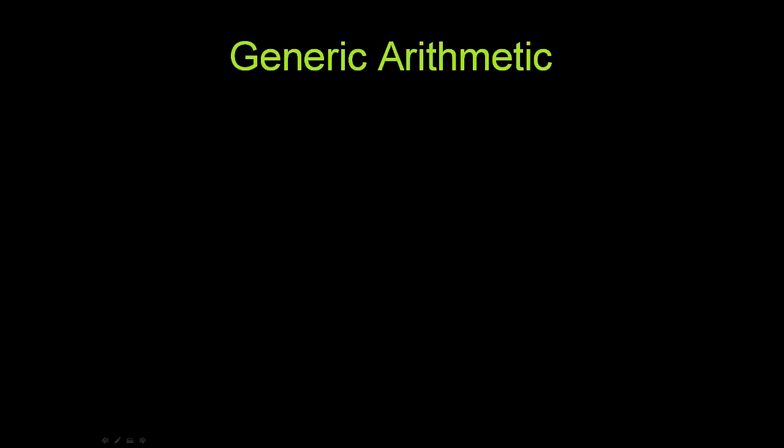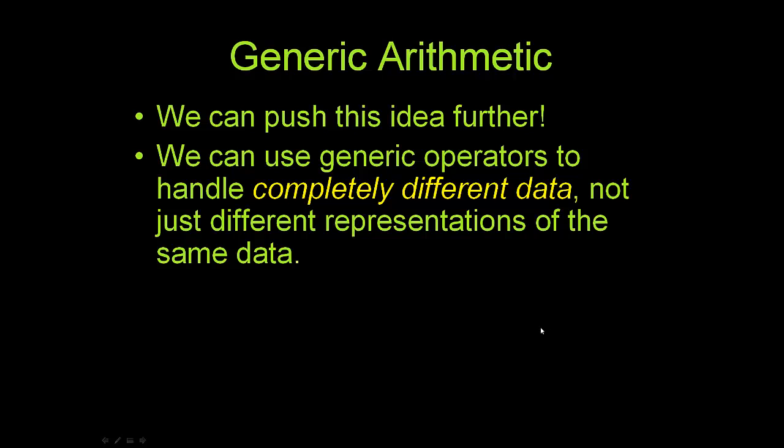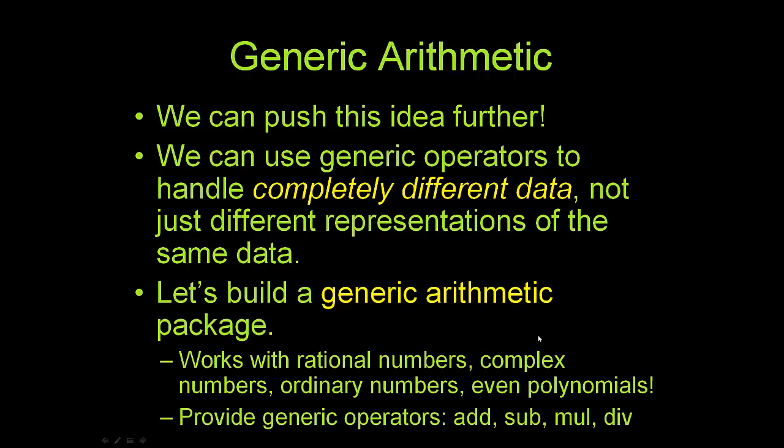Okay, now to check that you really understood what I said, we will now push this idea. Instead of just using generic operators to handle different representations of the same data type, we'll now use it to handle completely different data types. To do this, we'll build something called a generic arithmetic package. The idea is that we now want to work with rational numbers, complex numbers, ordinary numbers, as well as even polynomials. And we want to be able to do all these operations: add, subtract, multiply, divide.